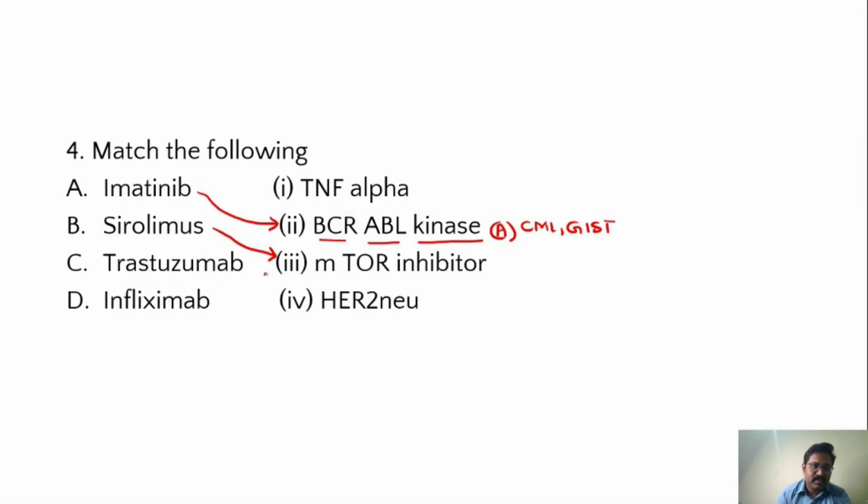Next we have trastuzumab, which is Herceptin, where it acts through HER2/neu receptors, mainly used in the treatment of breast cancer. So infliximab is used in the treatment of autoimmune disorders, where infliximab is going to inhibit TNF alpha. So it can be used in case of rheumatoid arthritis and autoimmune disorders.